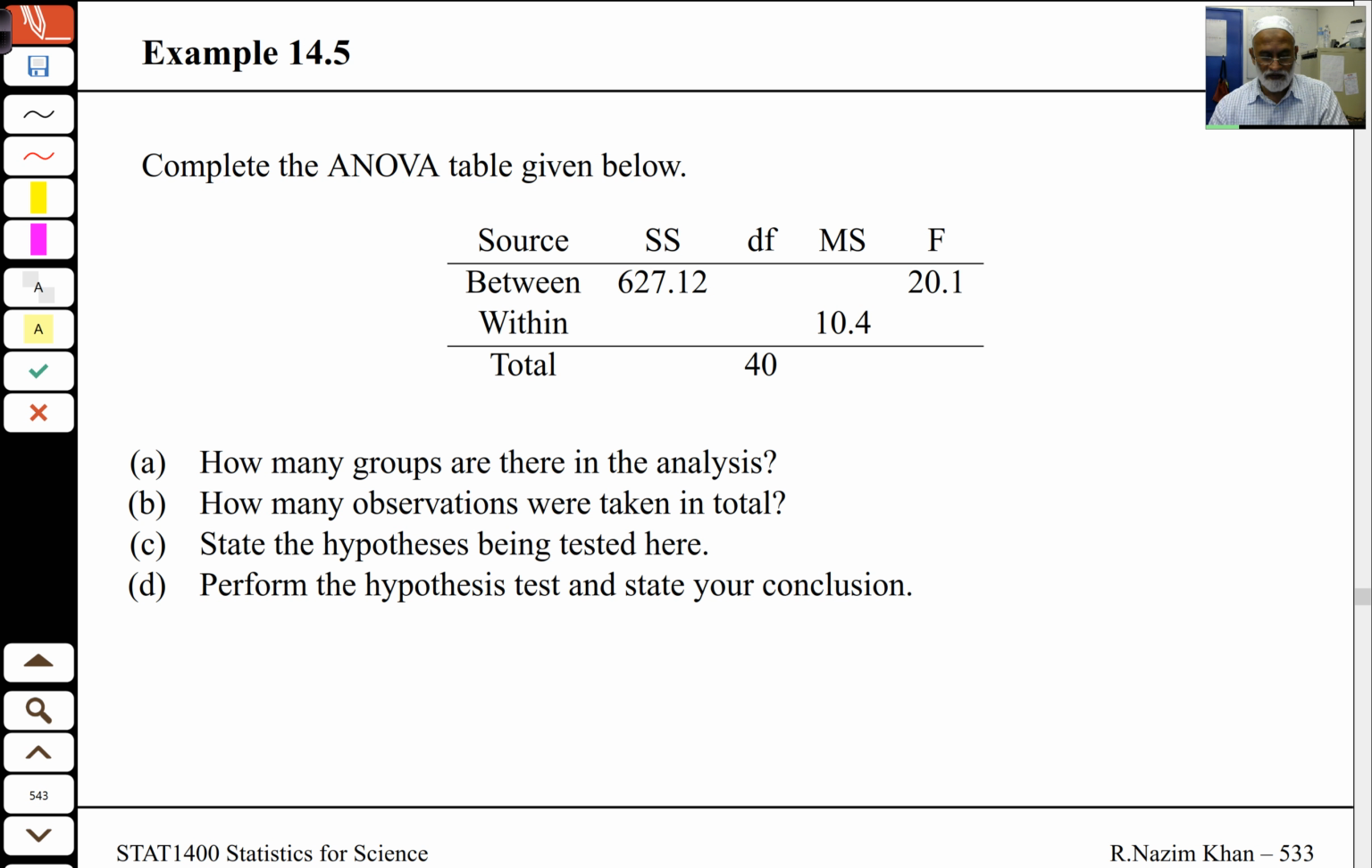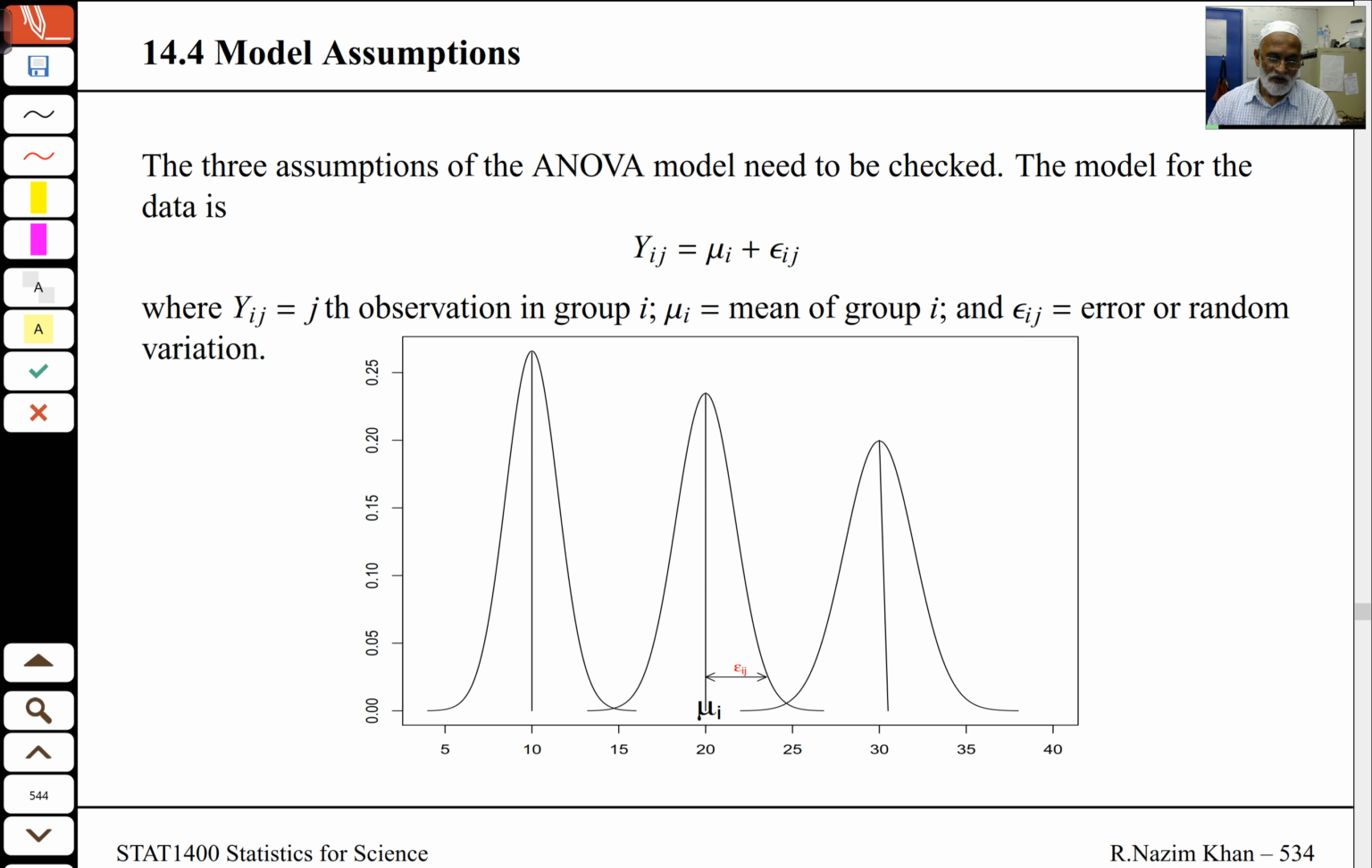Welcome back to the third lecture on ANOVA. So now we look at the model assumptions. The assumptions that we had to check were three, and we'll go through those again in a second. First of all, the model equation.